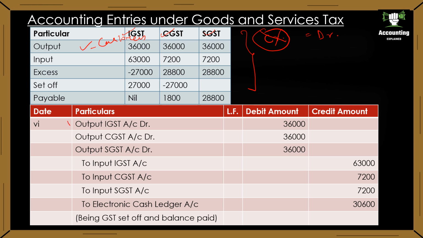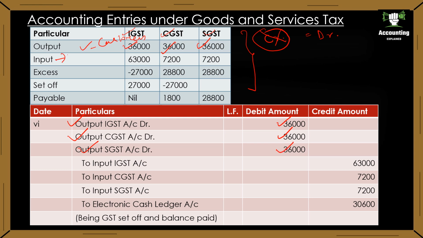So output IGST account debit 36,000. See the tabular column. Output CGST account debit, tabular column is 36,000, journal entry is also 36,000. Output SGST account debit, tabular column is 36,000, journal entry is also 36,000.